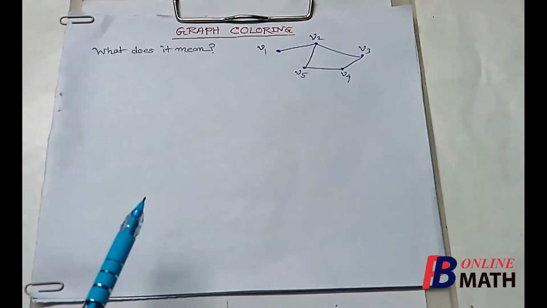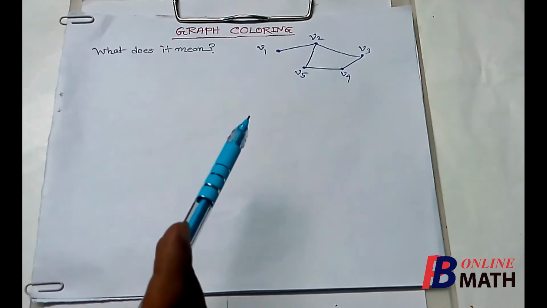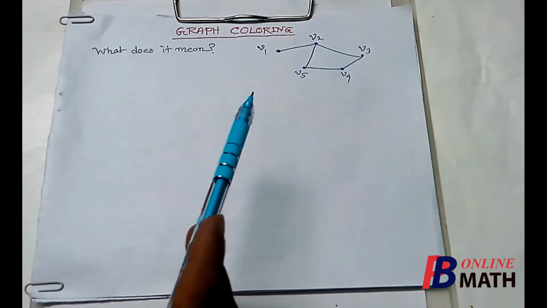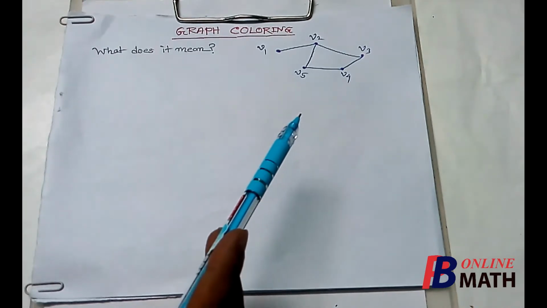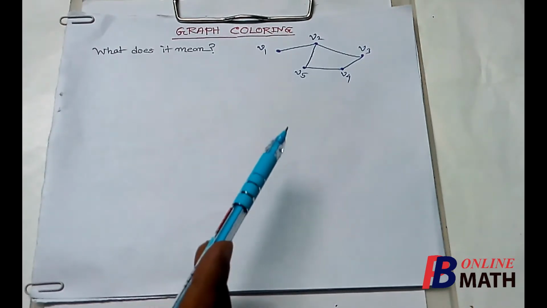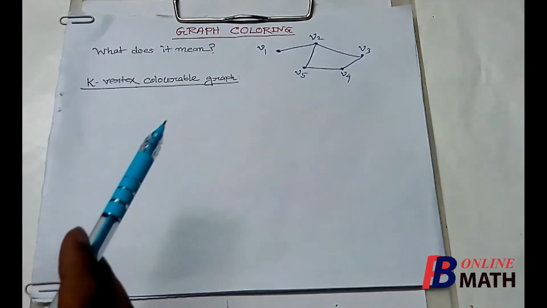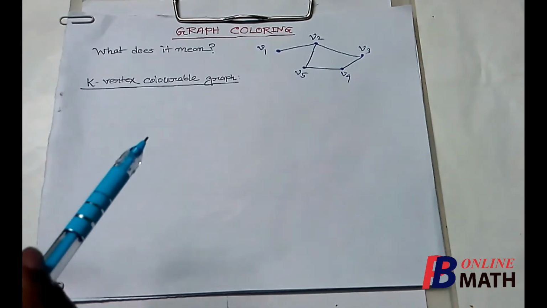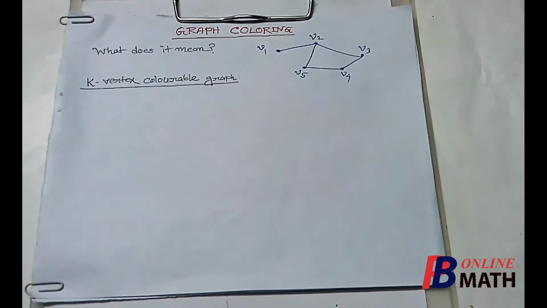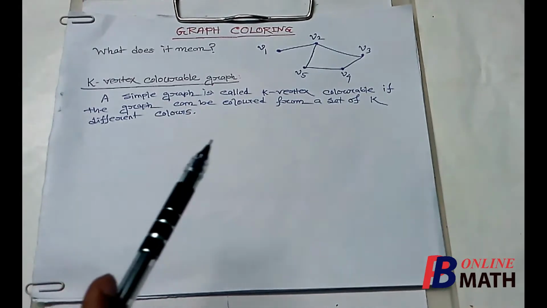So remember that by graph coloring we mean every vertex of the graph will be assigned one color in such a manner that no two adjacent vertices will have the same color. Next we define K vertex colorable graph. This is the definition of K vertex colorable graph.